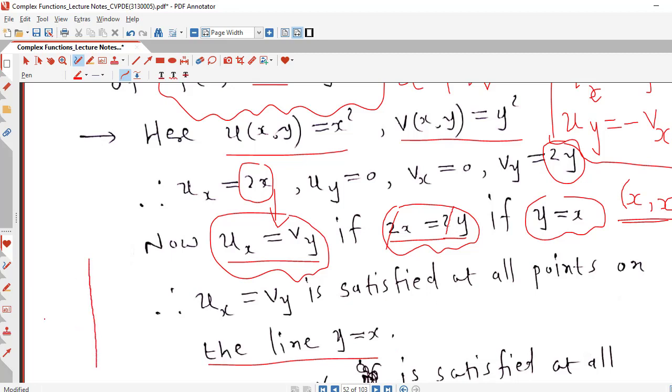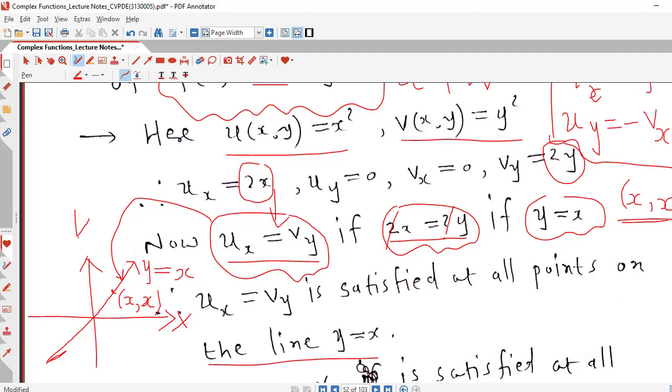So we can say that del u by del x equal to del v by del y is satisfied at all the points on the line y equal to x. If we consider any point on the line y equal to x, then del u by del x equal to del v by del y. At any point on the line y equal to x, this equation is satisfied. So this equation is satisfied at all the points on the line y equal to x.